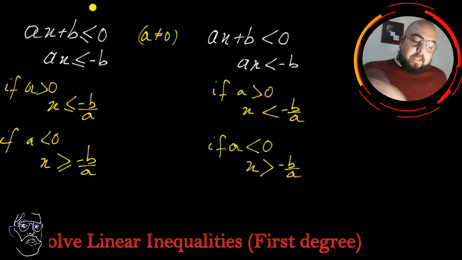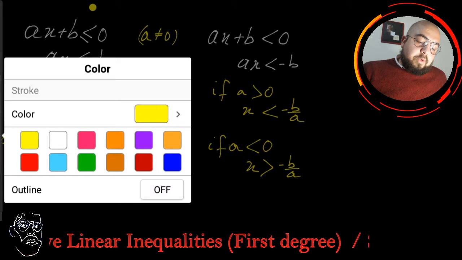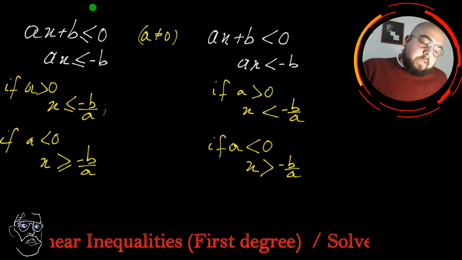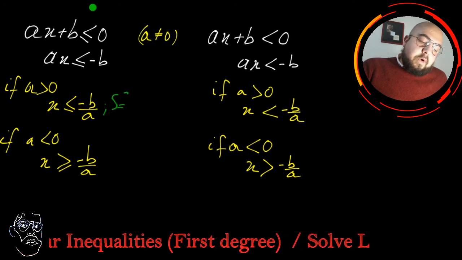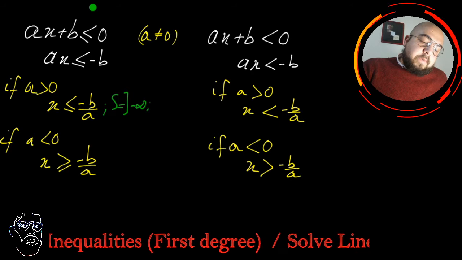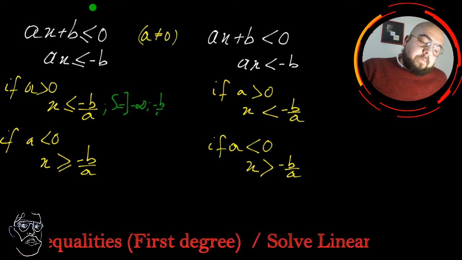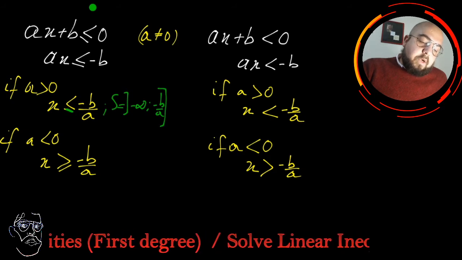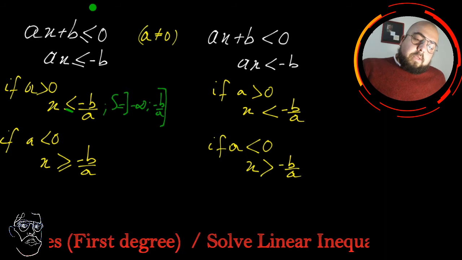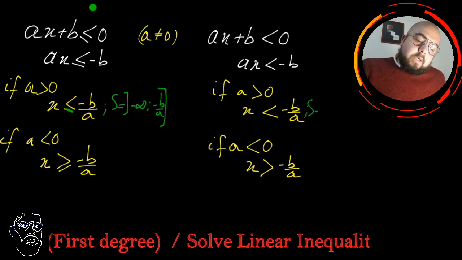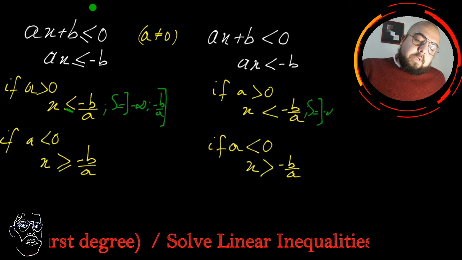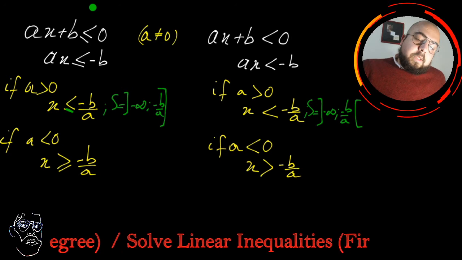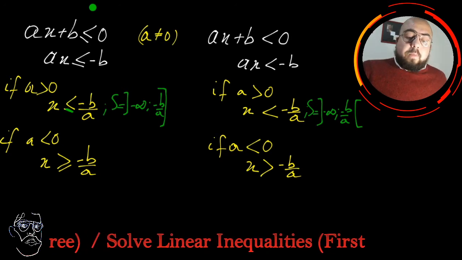How do I represent them? How do I write them in the form of a solution? Very easy. For the first one, you can say S is equal to the interval from minus infinity to minus b over a. The bracket should be closed because I have equal. In this case, S is equal to from minus infinity to minus b over a, but the bracket will be open since it's strictly smaller.